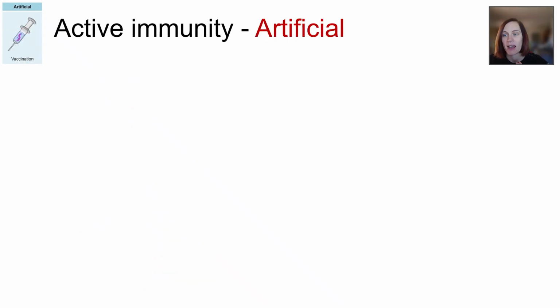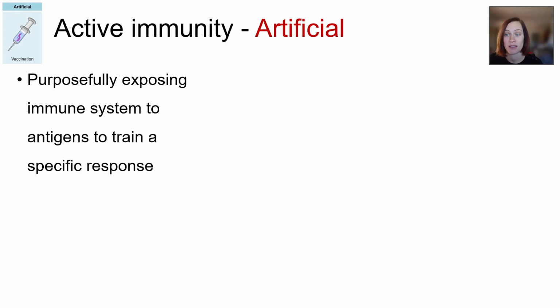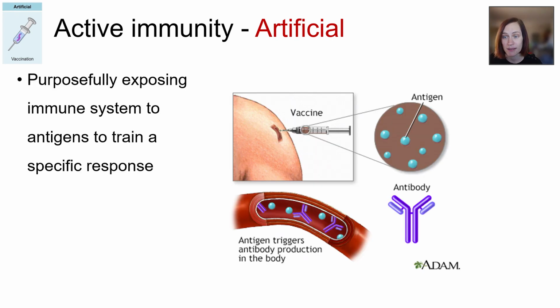Active immunity, but artificial, is due to the body being purposefully exposed to these antigens in order to train it to produce certain antibodies. And vaccinations do this, right? It's also known as immunization, but this is the express purpose of a vaccination, is to show or expose your body to a certain pathogen to make antibodies.